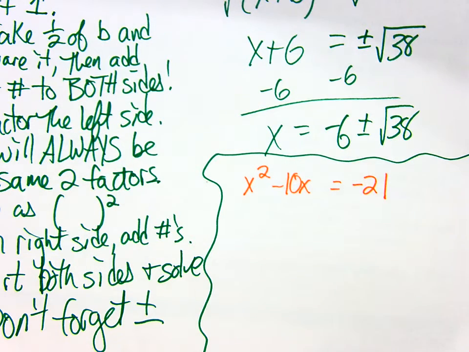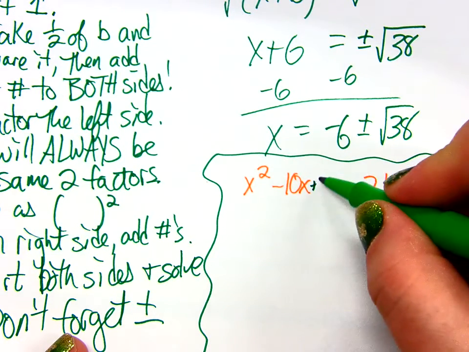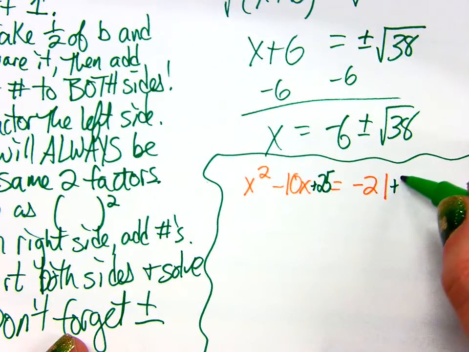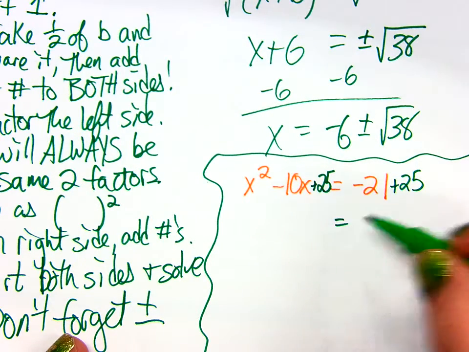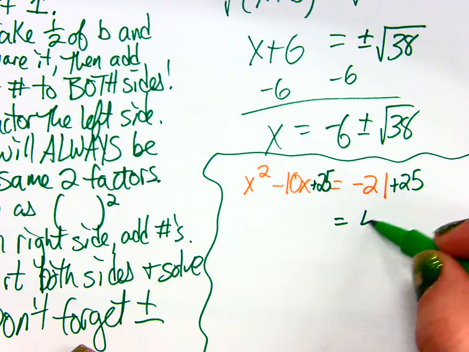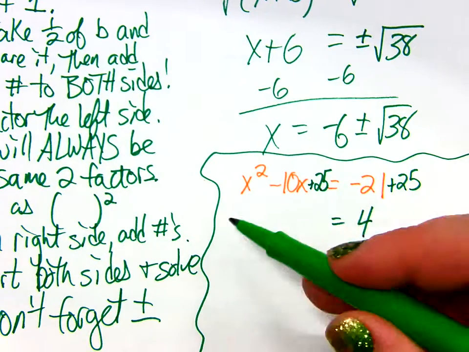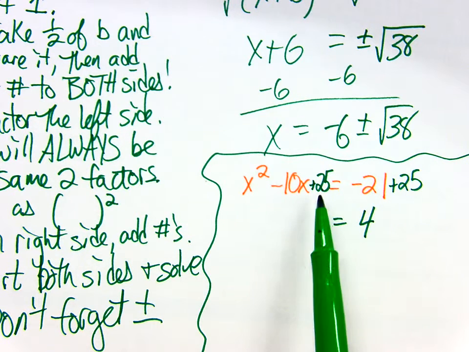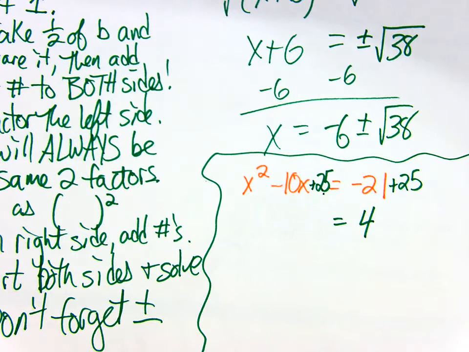I don't really care about the sign at all. It's always going to be a positive, so I'm going to add 25 to both sides. So on the right-hand side, I'm just going to add negative 21 and 25 gets me a 4. On the left, there should be factors of 25 that add up to be negative 10.